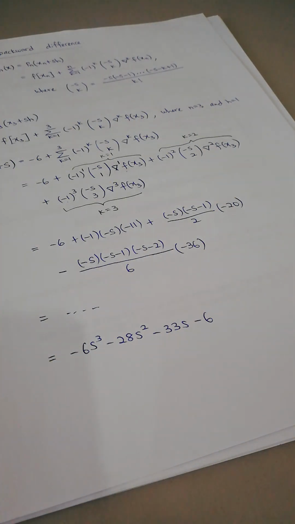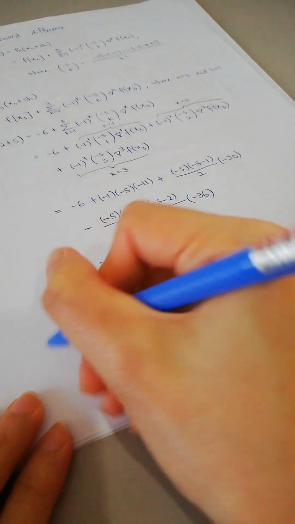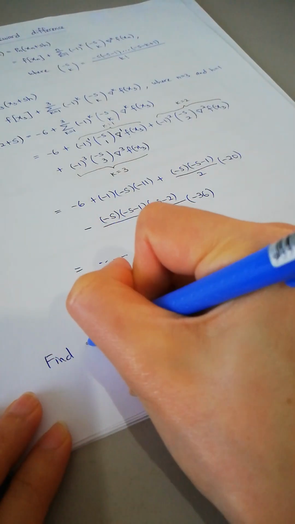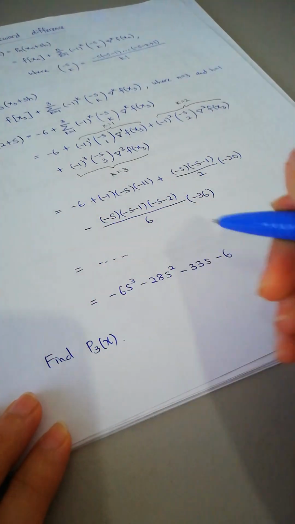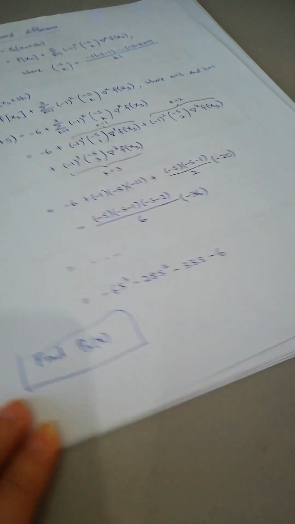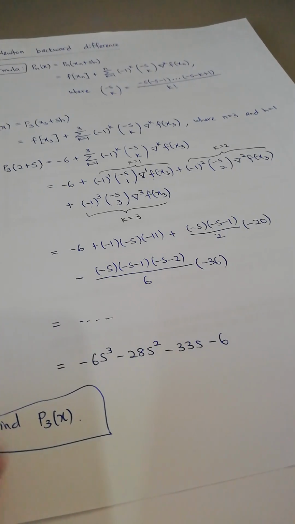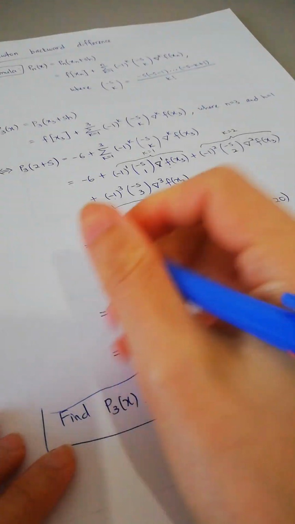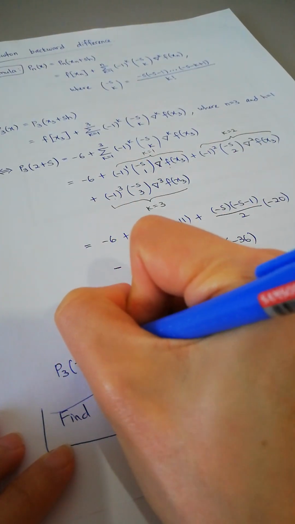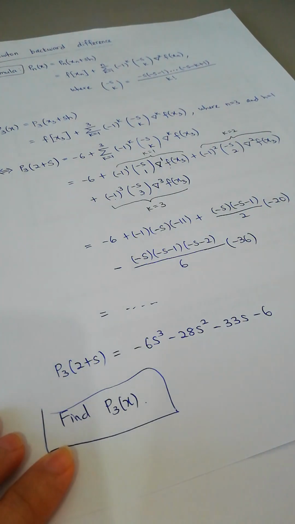So next, because they ask you to find px3, you need to find p3x. So how to find it? So now, this is the final. This is your P3 of 2 plus s. So what do you have to do?